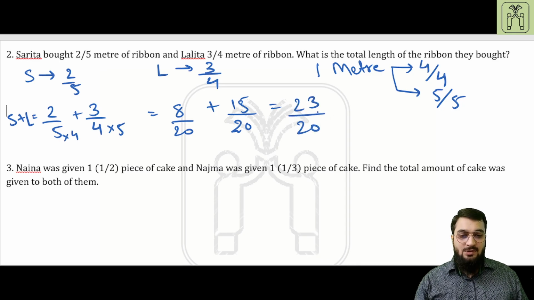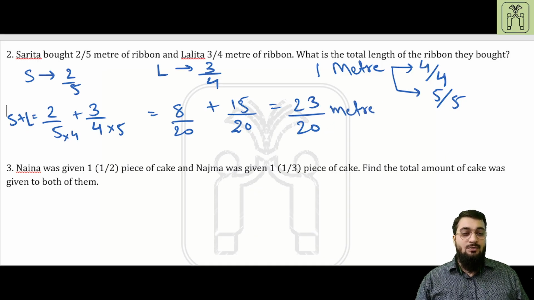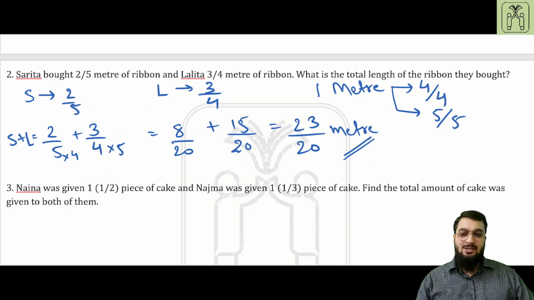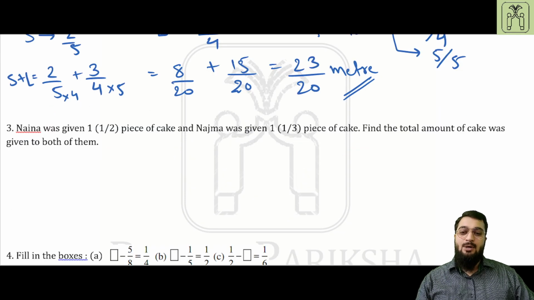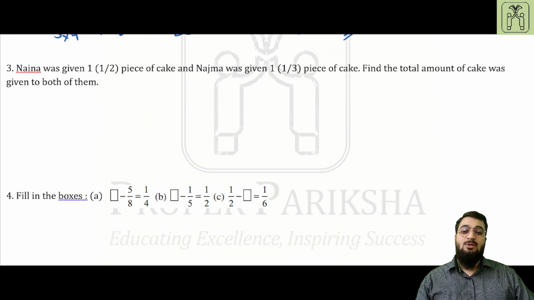Can this be further simplified? No, because 23 is a prime number. So 23 upon 20 meter of ribbon has been bought in total by Sarita and Lalita. I hope you understand. This is just a game of addition and subtraction, nothing more. Coming to the next question. Nana was given 1 and 1 upon 2 piece of cake, a mixed fraction, and Nazma was given 1 and 1 upon 3 piece of cake. Find the total amount of cake that was given to both.